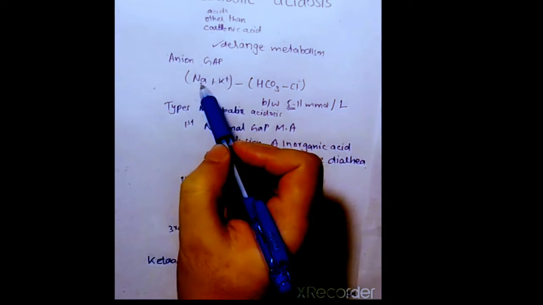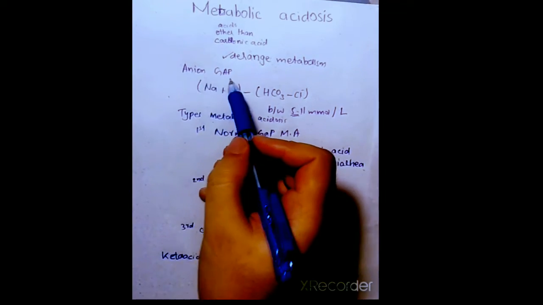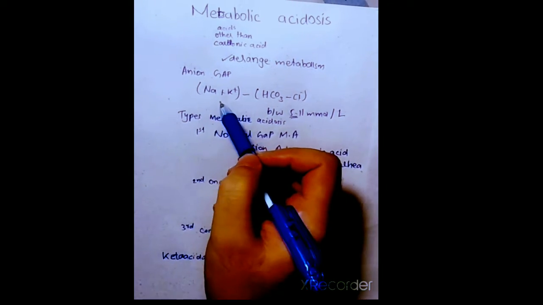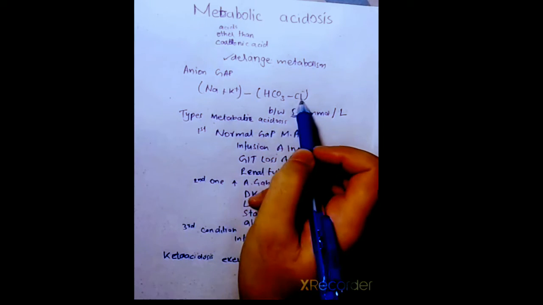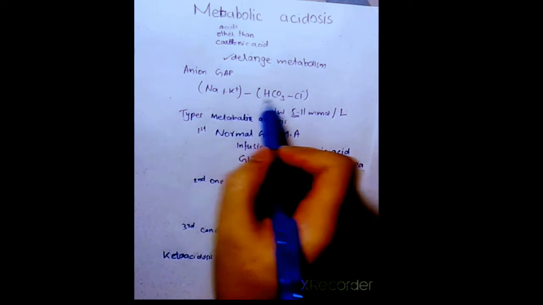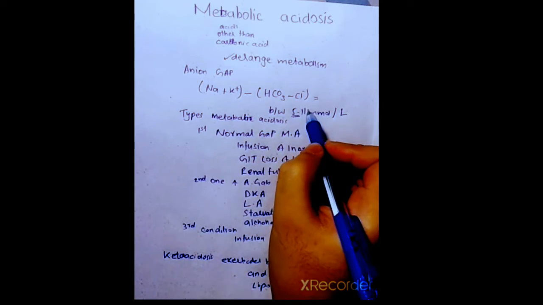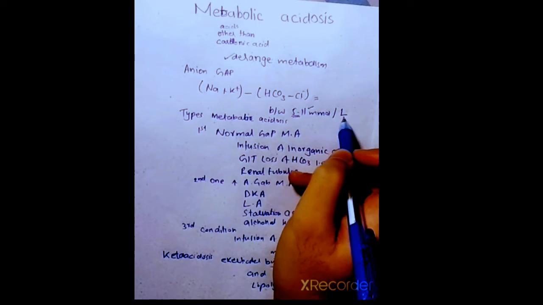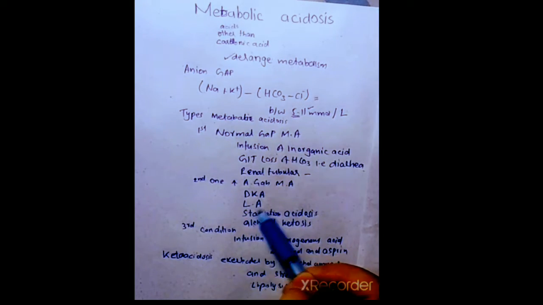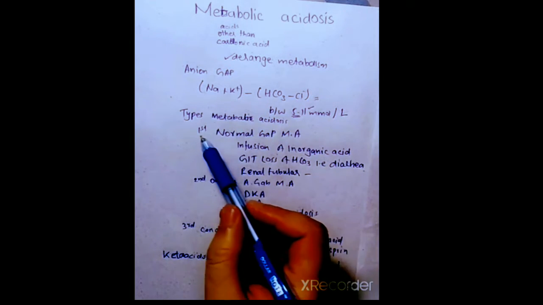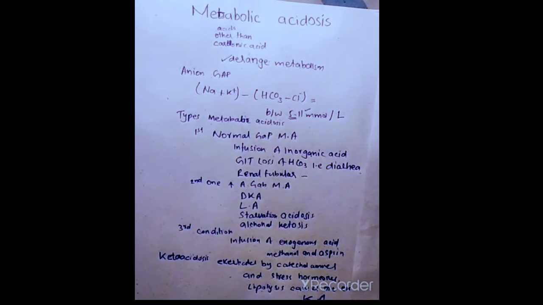First of all, we will discuss normal anion gap metabolic acidosis. Here, we measure sodium, potassium, bicarbonate and chloride, and we calculate their difference. The difference is usually between 5 and 11 millimole per liter. If this is more than 11, it is increased anion gap metabolic acidosis, and if it is 5 to 11, it is normal anion gap metabolic acidosis.